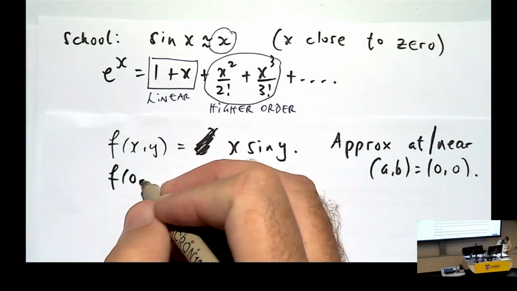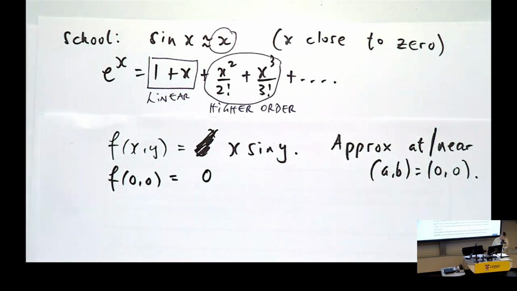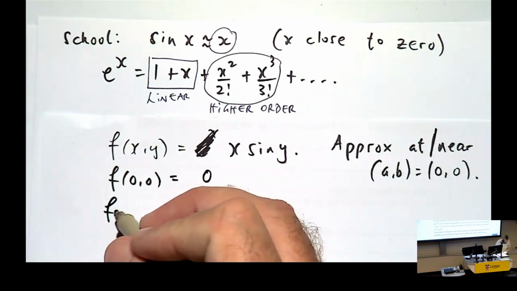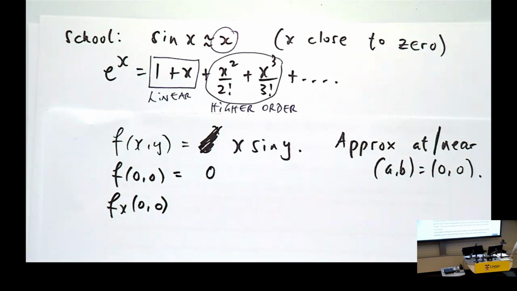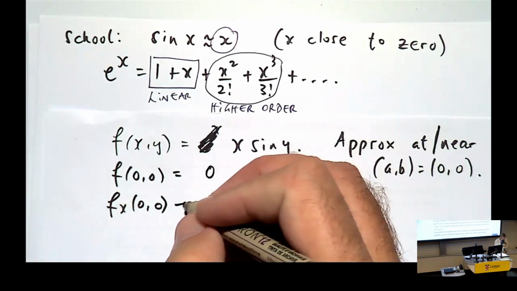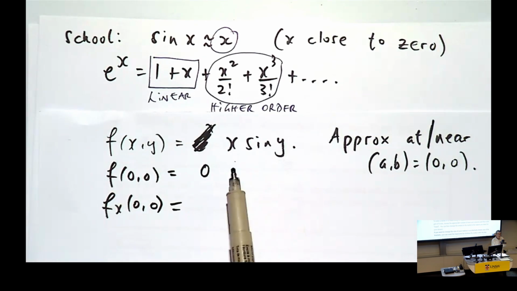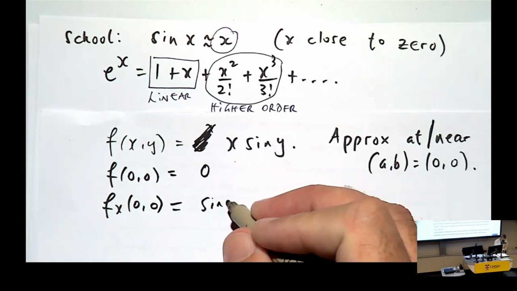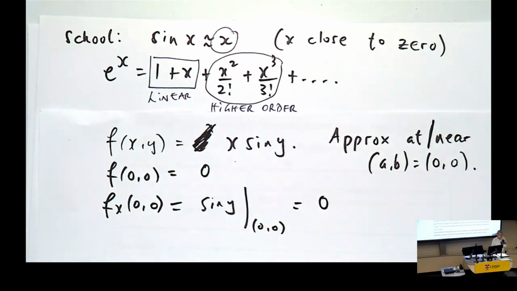So essentially, you just form a list. All right, so that's going to be 0. So by this notation, I'm talking about the partial derivative with respect to x evaluated at 0, 0. So what's the derivative here with respect to x? Who can tell me? Sine. So I'm going to get 0. Okay, not very exciting.